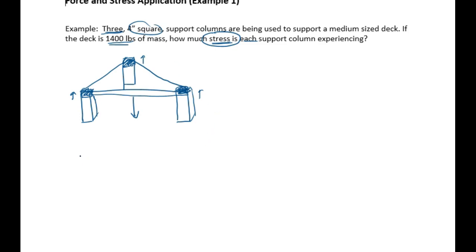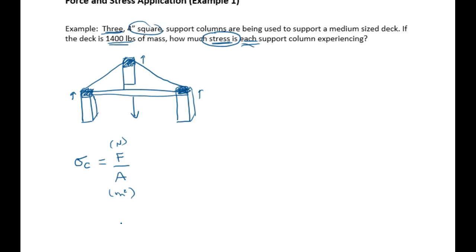So our goal in the end is to find our compressive stress, which is the force over our area. And we only want that for each support column, so we have to break it down and think about it that way. We need both of those. Remember, force has to be in newtons and area has to be in meters squared. So we need to make sure we get those 2 values to plug into our formula.